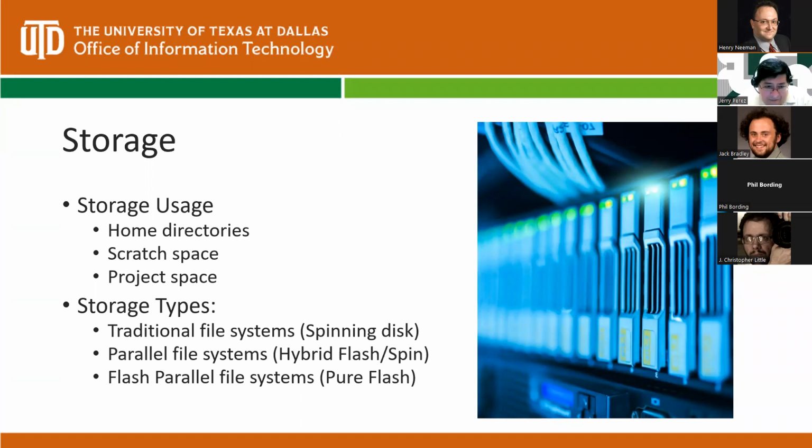So we have storage types. There are traditional file systems. Those are the types from the very beginning. Those are our spinning disks. There are also parallel file systems that involve hybrid flash and spin. And then there are the storage systems that are now being touted today as the solution. And these are the flash parallel file systems.